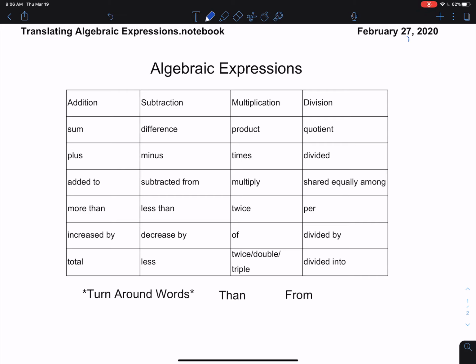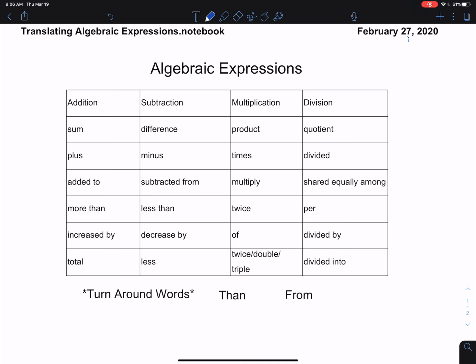We can translate between algebraic expressions and words, phrases, and sentences. In this table, we have some key words that go along with operations. For addition, we have the keywords sum, plus, added to, more than, increased by, and total. For subtraction, we have difference, minus, subtracted from, less than, decreased by, and less.